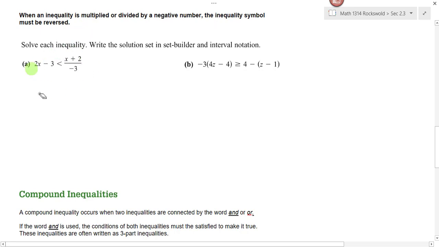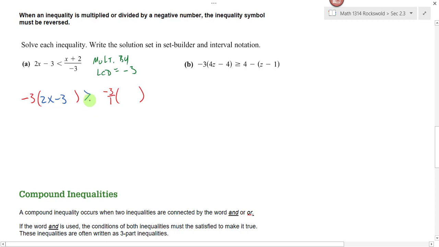Look at this one. I have a fraction in it. What do I want to do first? Get the fraction out. So I'm going to multiply by my LCD, which is equal to negative 3. Are we okay with that? So I multiply the left-hand side of the equation by negative 3, and I multiply the right-hand side of the equation by negative 3, but because the right-hand side is a fraction, I'm going to write negative 3 as a fraction. So that gives me negative 3 times 2x minus 3 is less than or greater than. I multiplied by a negative. You've got to flip your inequality.